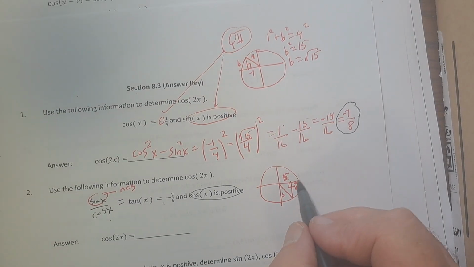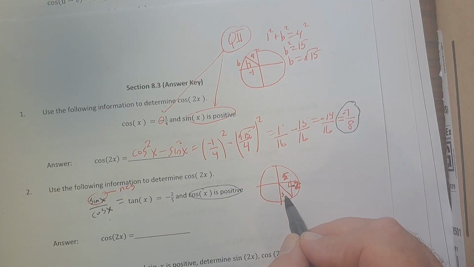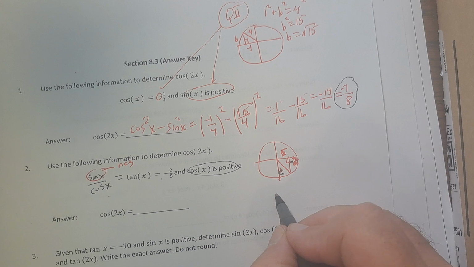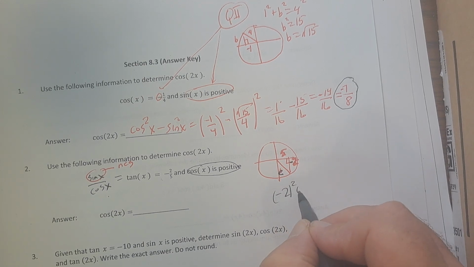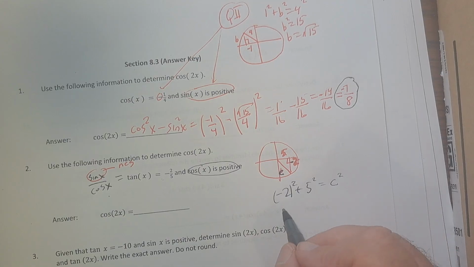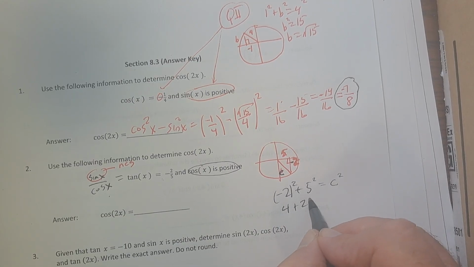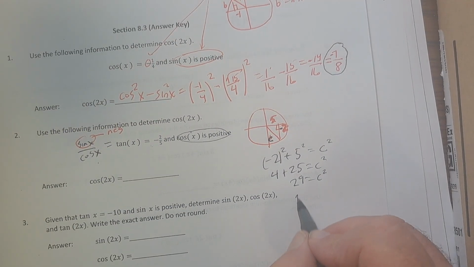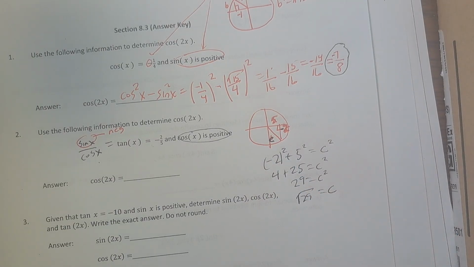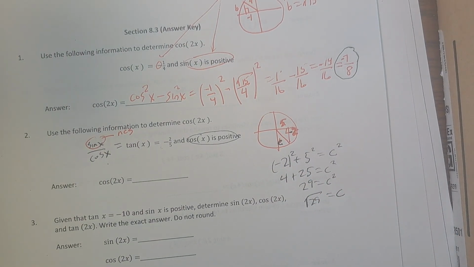So this is negative 2, that's 5, and then we can get this side, which I'll call C. Use the Pythagorean theorem. So negative 2 squared plus 5 squared is C squared. So 4 plus 25 is C squared. So 29 is C squared. And that makes the square root of 29 equal to C. So now I have all 3 sides of the triangle, and I can use my trig identity.